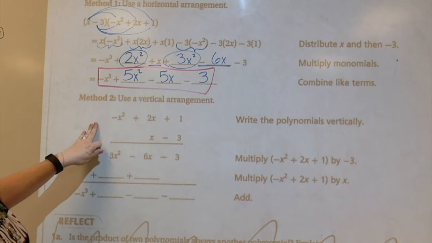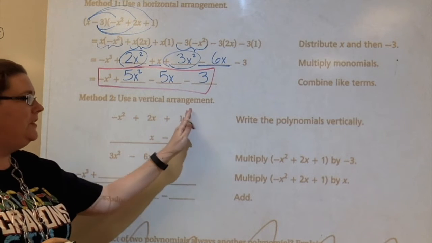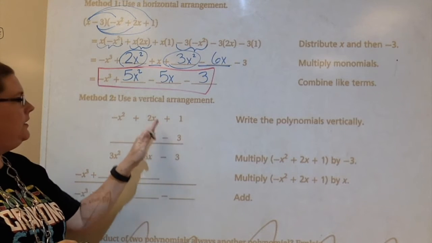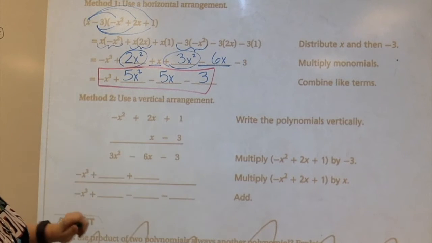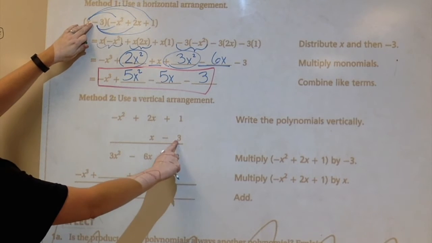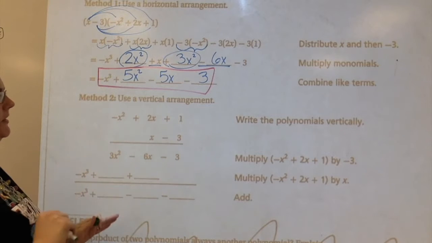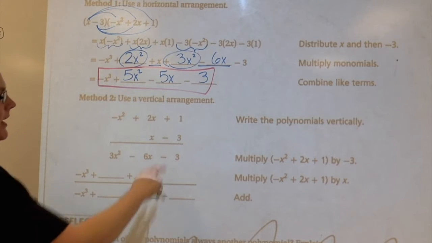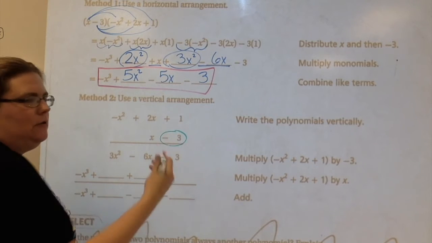The vertical arrangement says to write the polynomials vertically, and notice that they have aligned the like terms. They have aligned the x values and they've aligned the constants. But all they did was take the factors and write them one on top of the other with the common terms aligned.